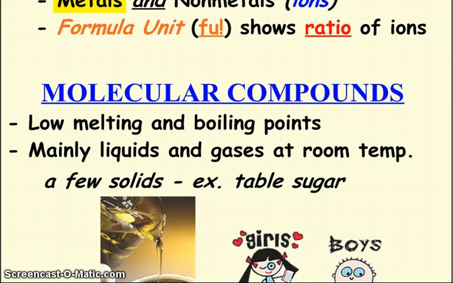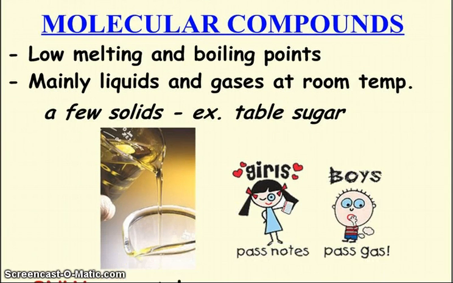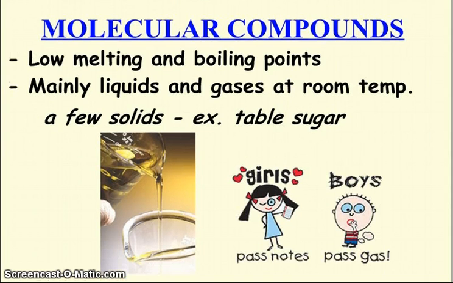So our molecular compounds, they have low melting and boiling points. So mainly they're liquids or even gases at room temperature. So like water is a liquid, oxygen, carbon dioxide, nitrogen, those are gases at room temperature. There are a few solids, sugar, for example, plastics, but they do melt pretty quickly at a pretty reasonably low temperature.